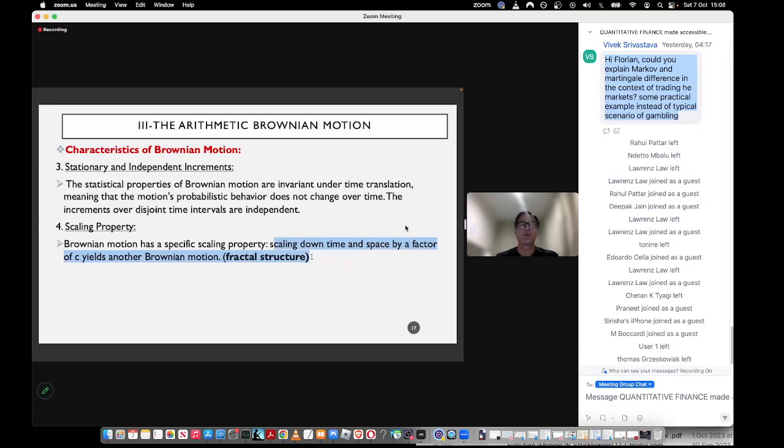I don't know if you read about Mandelbrot and fractals, and you know that he was challenging the constancy of volatility and so on, and he worked on the model about the river, the Egyptian river, and he assessed the fractal structure. But what does fractal structure mean? It means that when you scale down time and space by a given factor, it will yield another Brownian motion.